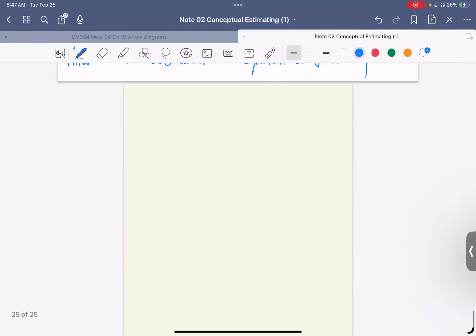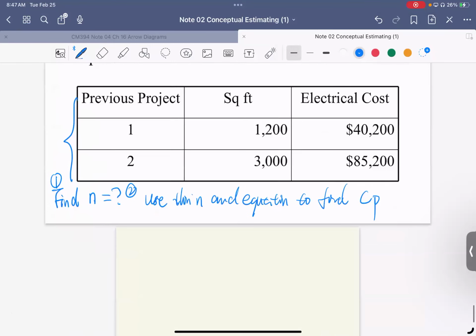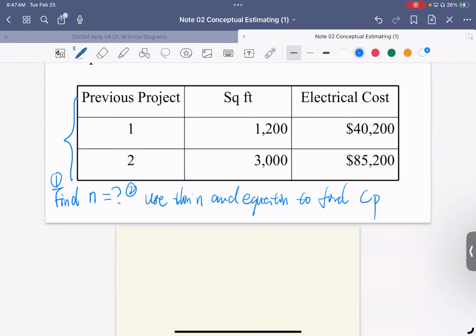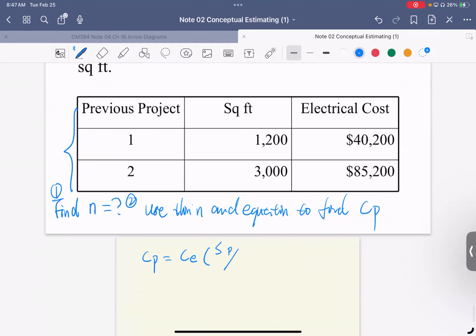Okay, let's take a look at how we do this. So get a one page here. First we understand this equation: CP is equal to C of existing projects times S of the P divided by S of the E, to the power M. So this is our general equation.